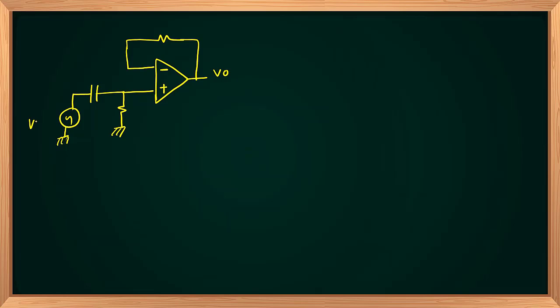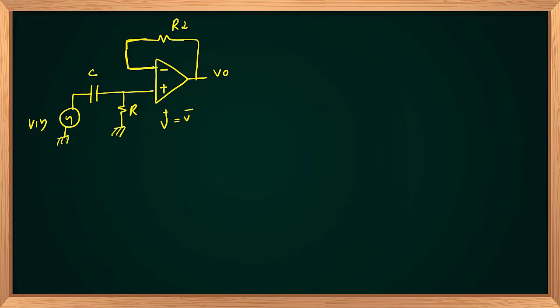If we are clubbing our RC network with an OPAMP, we can develop the respective filters. Let us consider this simple example. C, R, R2. There is a negative feedback. So V plus equal to V minus is valid.